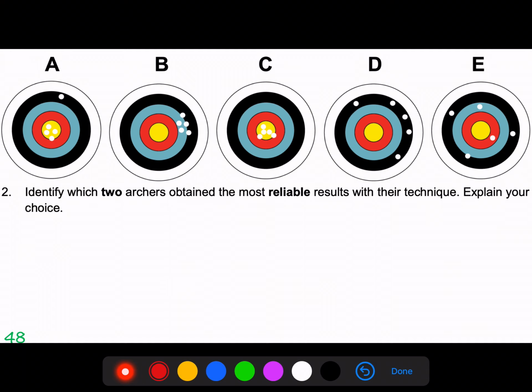Which 2 archers obtain the most reliable results? Well, reliability relates to repeatability, replication of the study, and so on. If you took 5 readings of somebody's height and they were all the same, maybe give or take a millimetre, then your data is very reliable. But if you took 5 height readings and one was 2 centimetres off the next and the final one was 10 centimetres out, then that data is not reliable. It's not consistent, and as a result your error bars are going to be quite wide.